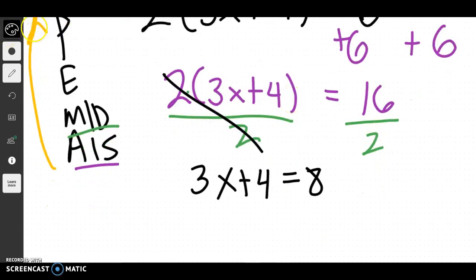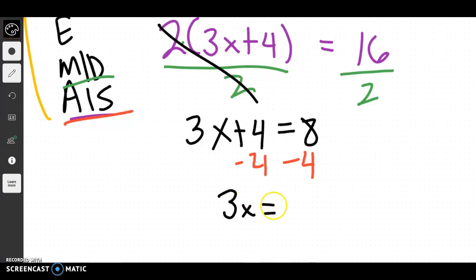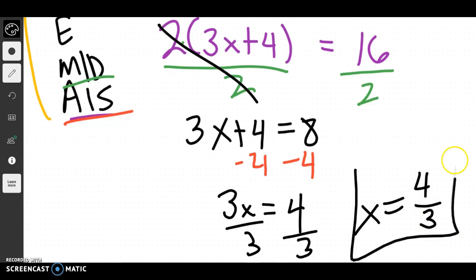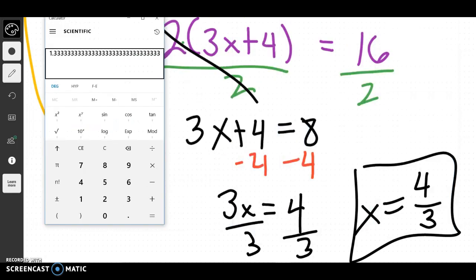The next thing we'll do is we have an addition and subtraction, so we're going to subtract 4, which will give me 3x equals 4. And then we're going to divide both sides by 3. And I know this doesn't divide nicely, so let's just leave it as this improper fraction. Again, if you want a decimal approximation, you could use the calculator, and it's 1.3 repeating. So it's probably just nicer to leave it like that.